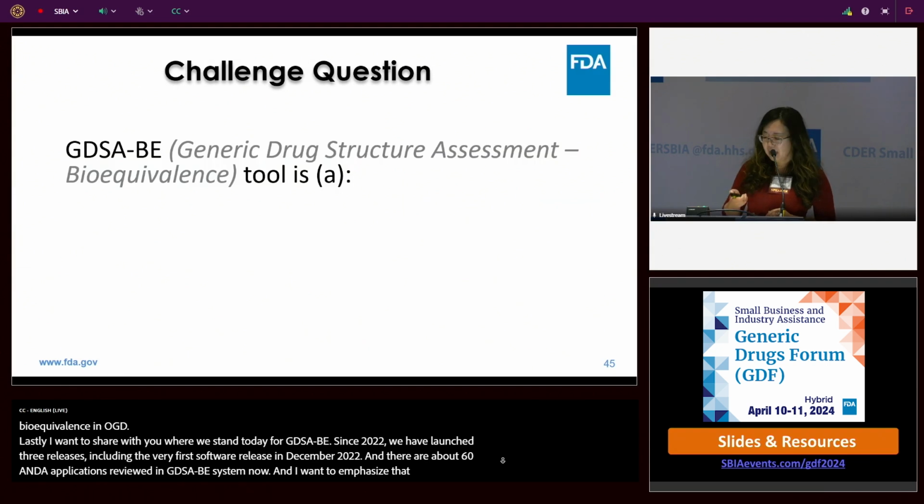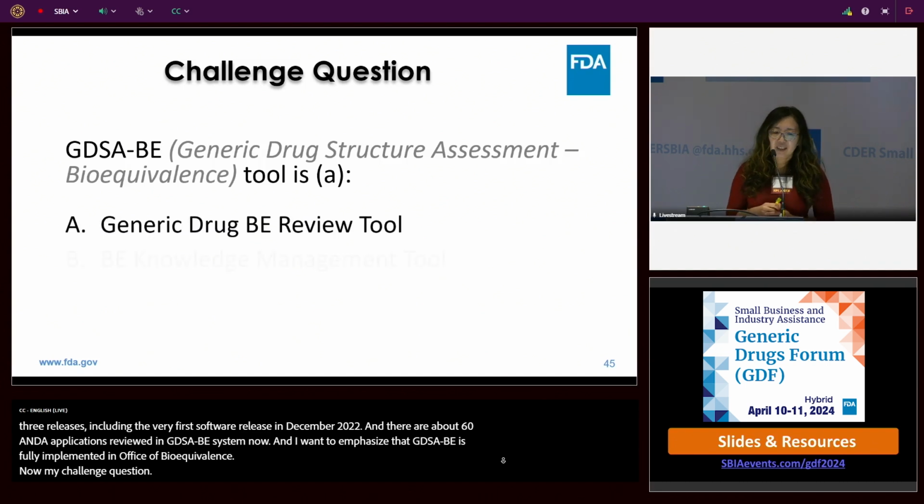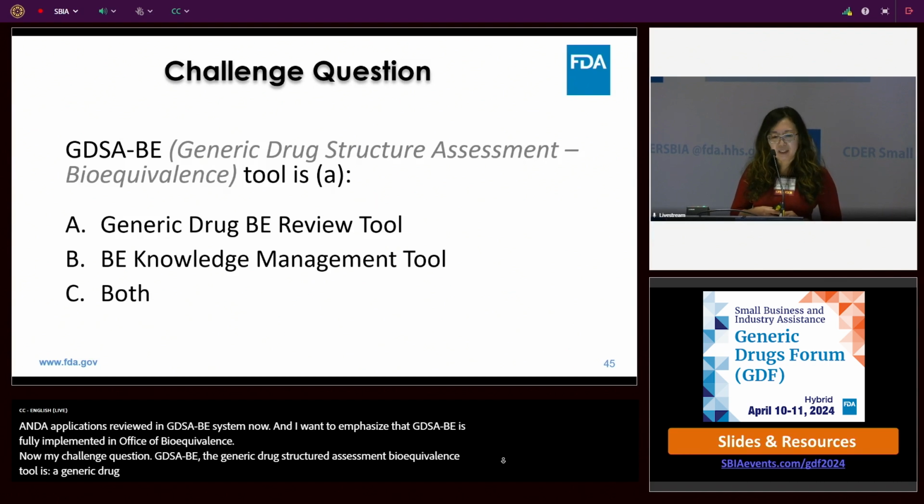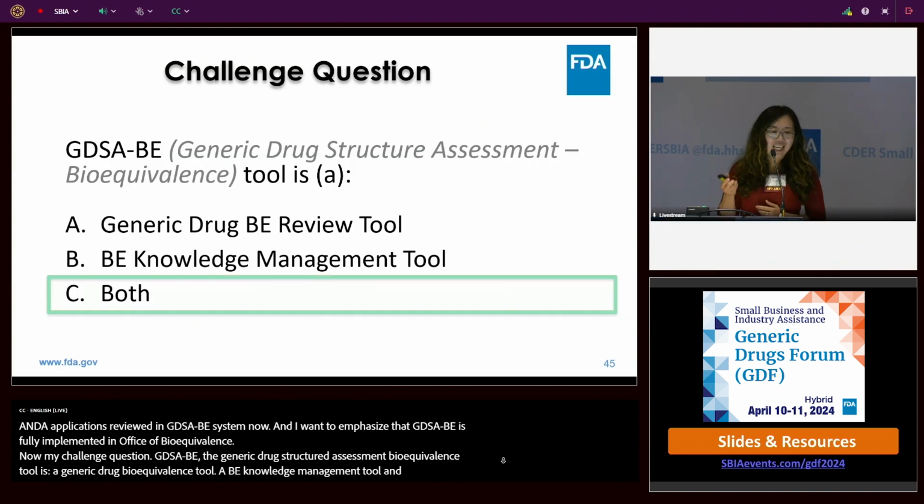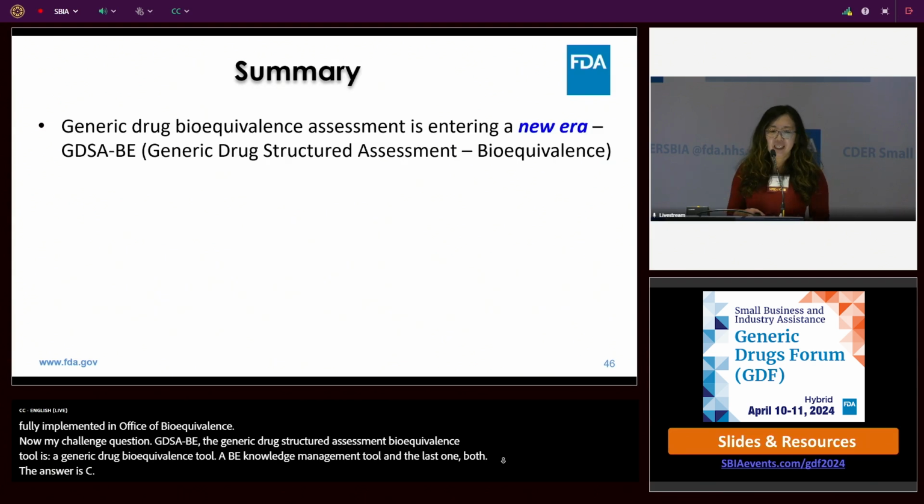And with that, it's my challenge question time. GDSA-BE, Generic Drug Structure Assessment Bioequivalence Tool, is A, Generic Drug Bioequivalence Review Tool, B, Bioequivalence Knowledge Management Tool, and C, both. Any takers? C, right? Yeah, it's obvious. And in summary, generic drug bioequivalence assessment is entering a new era.